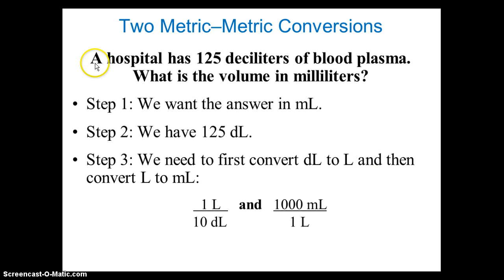Another example, a hospital has 125 deciliters of blood plasma. What is the volume in milliliters? So again, we want the answer in milliliters. We have 125 deciliters. So first we convert deciliters to liters, and then we convert liters to milliliters. When we convert deciliters to liters, we can use 1 liter divided by 10 deciliters, and 1000 milliliters to 1 liter when we convert from liters to milliliters. So those are 2 unit factors we can use.